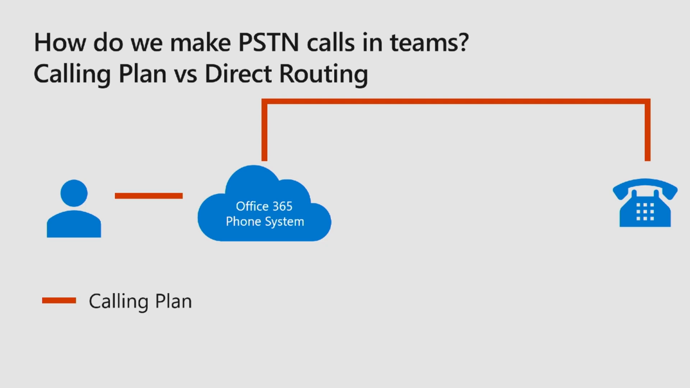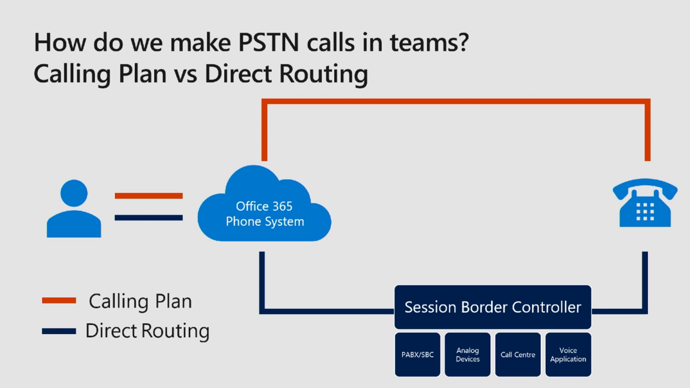Direct routing, on the other hand, is bring your own trunk. Or bring your own SIP trunk, bring your own ISDN. Effectively, what we do is we add an SBC, and that SBC enables us to interoperate with SIP trunks, PABXs, analog devices, call centers, you name anything that you're connecting up to your SIP trunks today.